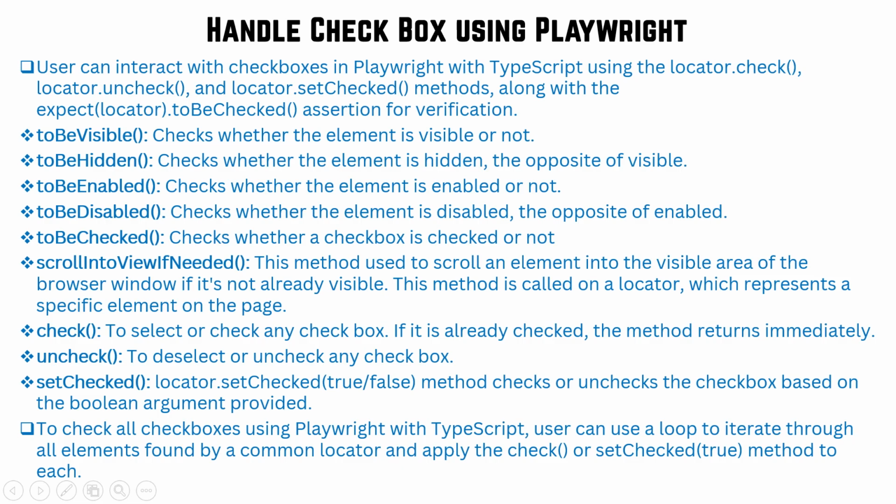Check, to select or check any checkbox. If it is already checked, the method returns immediately. Uncheck, to deselect or uncheck any checkbox. Set checked, like locator.setChecked, and here you can pass true or false. True means it will select the checkbox, false means it will just deselect or uncheck the checkbox, right? So the locator.setChecked true or false method checks or unchecks the checkbox based on the boolean argument provided. True means checked, false means it will uncheck or deselect.